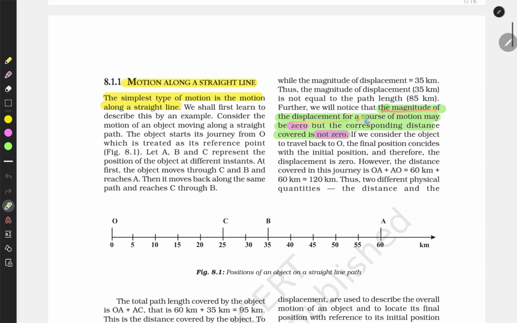The magnitude of displacement in the course of motion may be 0, but the corresponding distance covered is not 0. Suppose it starts from here, goes around in a circle, and ends up here. The minimum distance between initial and final position is 0, so the displacement will be 0, but the distance covered cannot be 0.